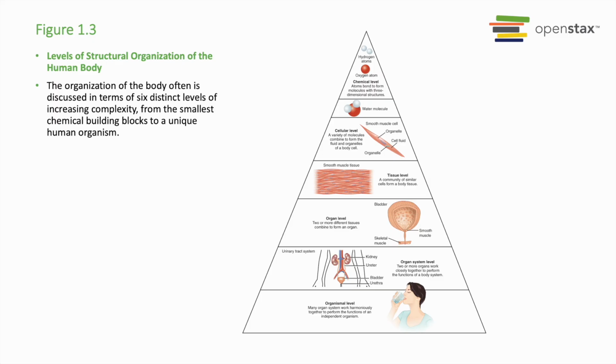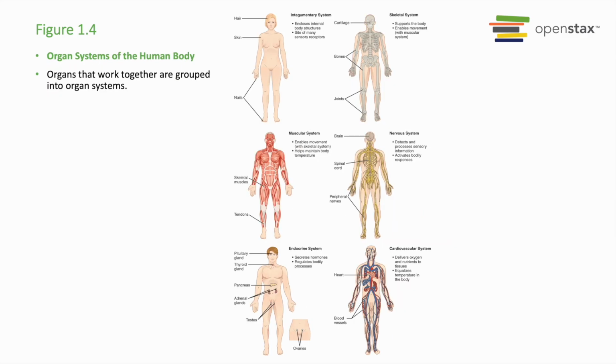The next level down is the organ system level, as illustrated by the entire urinary system containing the kidney, ureters, bladder, and urethra. At this level, 2 or more organs work closely together to perform the functions of a body system. At the base of the pyramid is the organismal level, illustrated with a woman drinking water. At this level, many organ systems work harmoniously together to perform the functions of an independent organism.